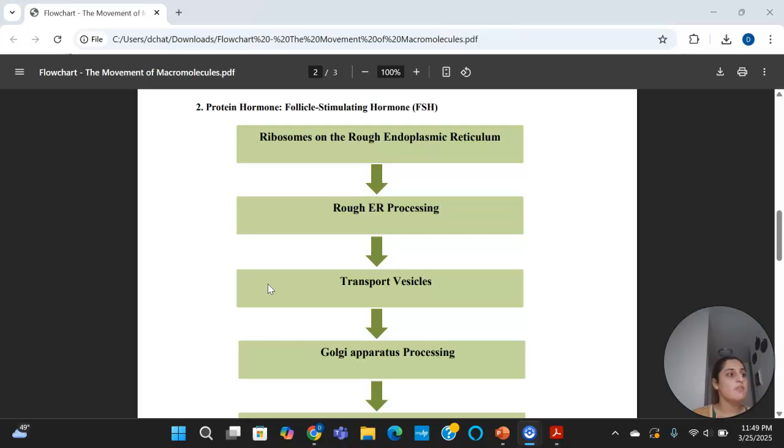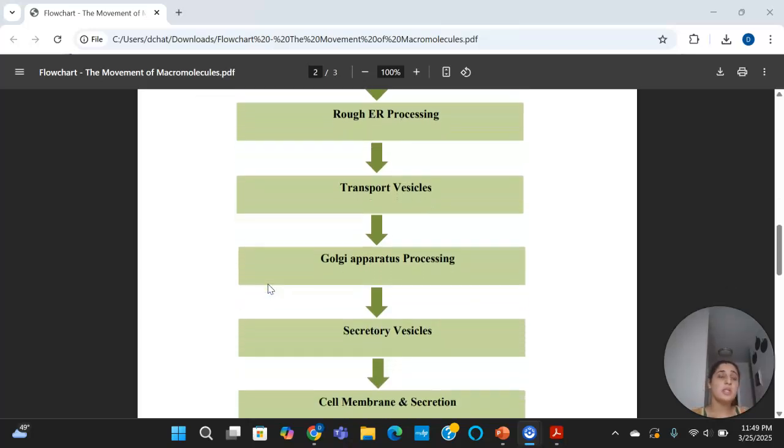Transport vesicles: FSH protein is inside transport vesicles once it has been folded and changed. The vesicle branches off from the rough ER and travels to the Golgi apparatus. Golgi apparatus processing: additional glycosylation takes place in the Golgi apparatus to improve the stability and functionality of FSH. For transportation, the protein is separated and placed in secretory vesicles.